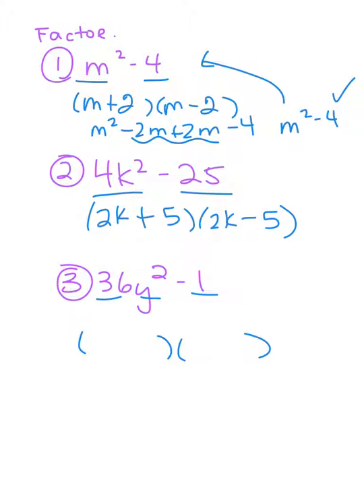36y squared, the square root of that is 6y. So we have 6y and 6y. I have a plus and a minus. The square root of 1 is 1, so I have 1 and 1. So I have the quantity of 6y plus 1 times the quantity of 6y minus 1.